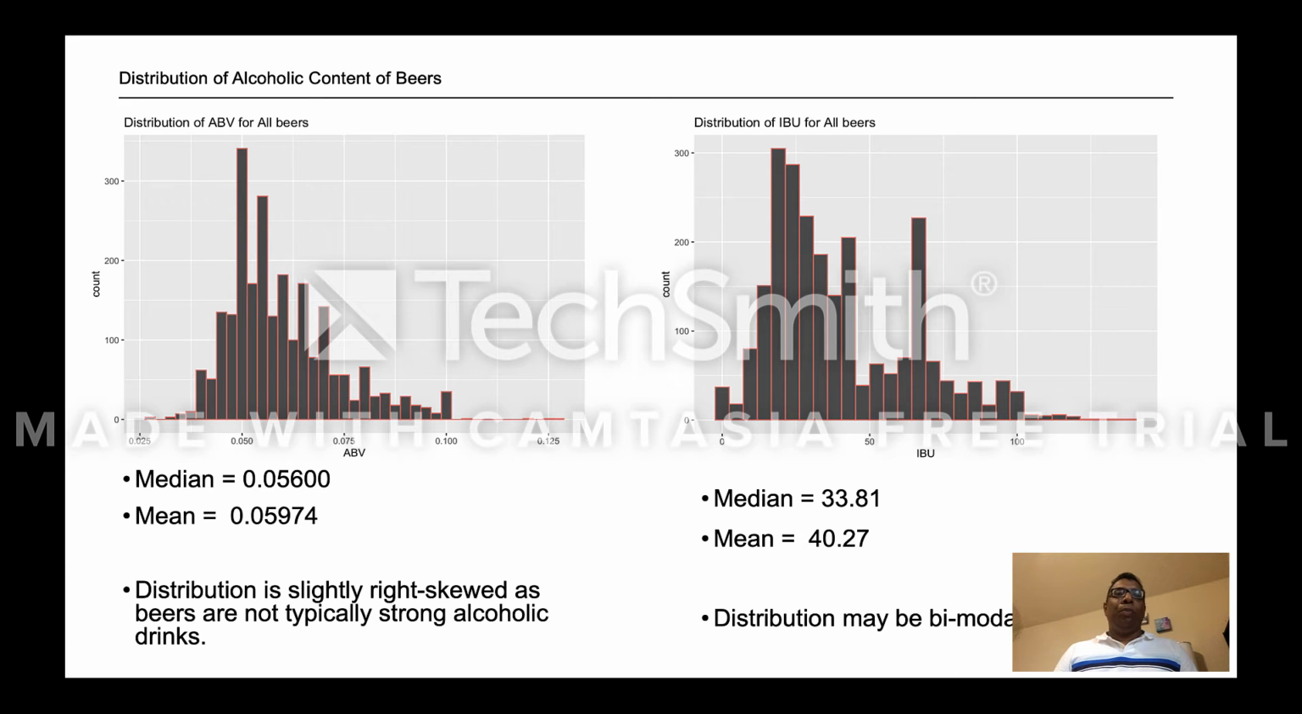Here we have the two plots that show the distribution of ABV and IBU for beers. Alcohol content is slightly right skewed as beers are not typically strong alcoholic drinks, and distribution of bitterness of beers may be bimodal.